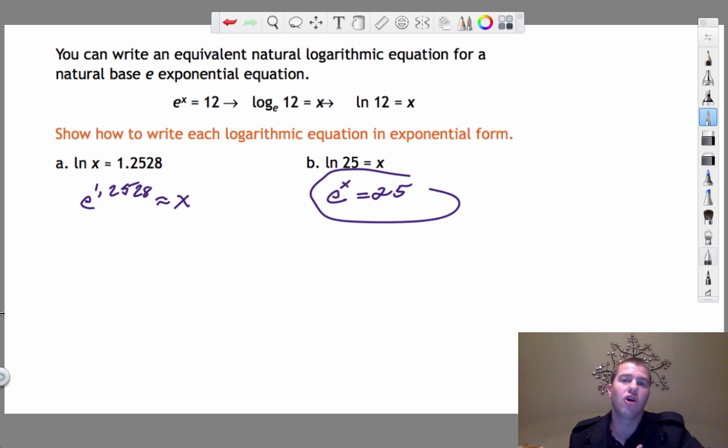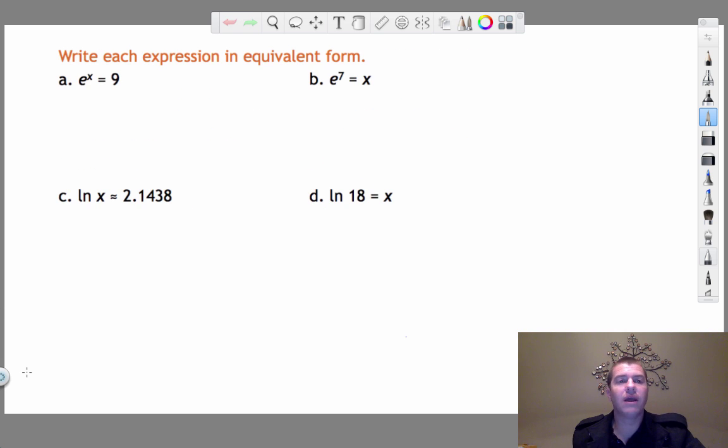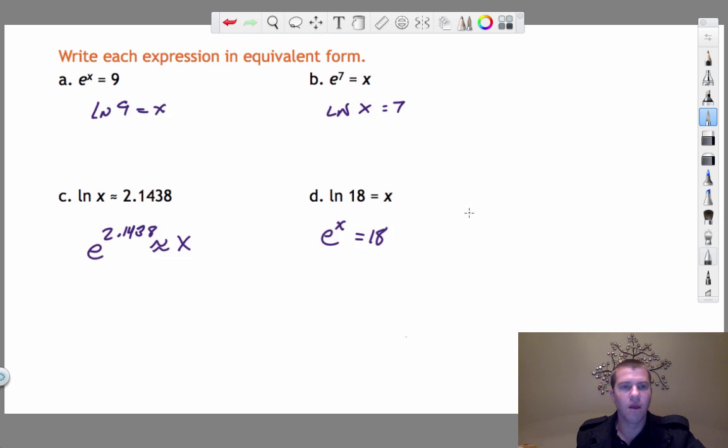It's just you have to notice when you see ln, that's the base e. So go ahead and rewrite these real quick. The first two write in log form, the second two write in exponential form, and I'll give you those answers in 3 seconds. And here are your 4 answers, just to make sure you're doing that part correct.